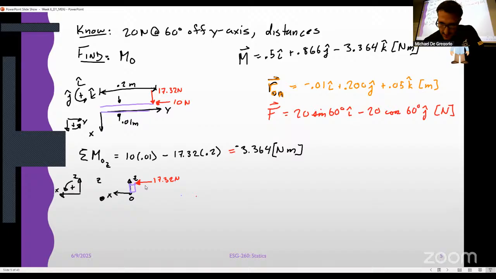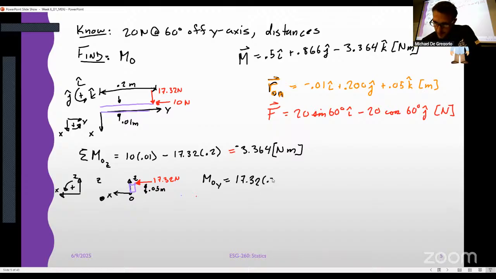This is applied at 0.05 meters from O. So the moment in the Y direction is equal to 17.32 times 0.05, which is 0.866 newton meter. Great success, it matches our J direction, which is what we would expect if this is going to rotate about the J axis.